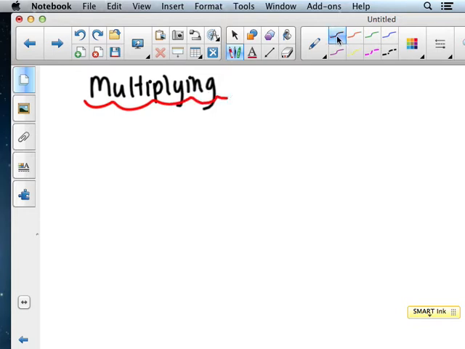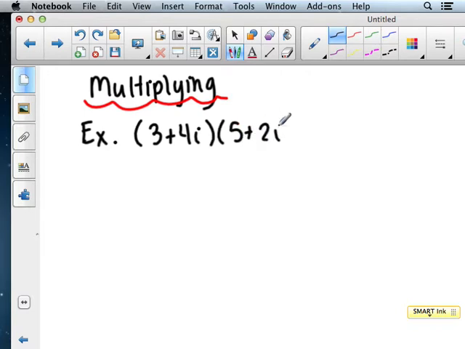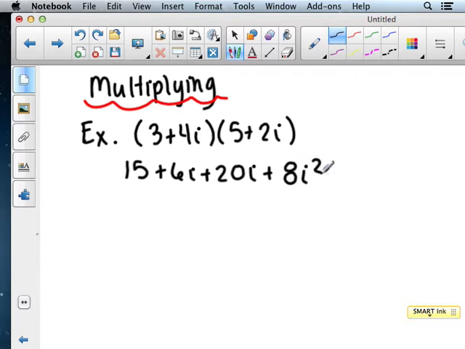Okay, an example for multiplying. 3 plus 4i times 5 plus 2i. So here we're just double distributing. 3 times 5 is 15. 3 times 2i is 6i. 4i times 5 is 20i. And 4i times 2i is 8i squared.